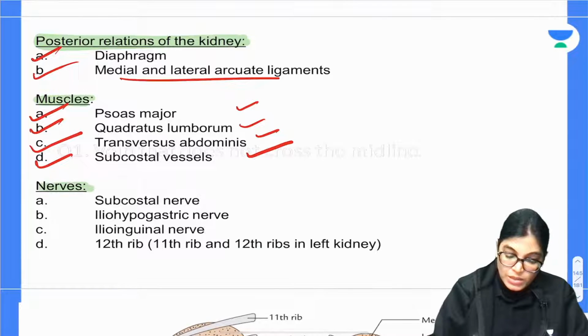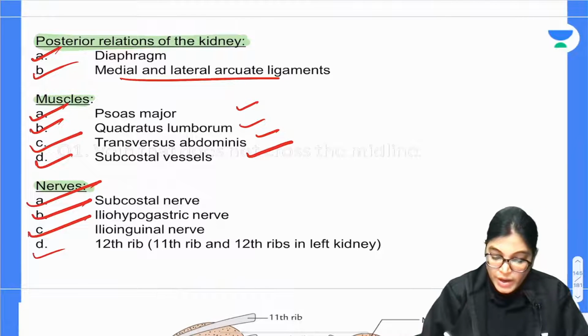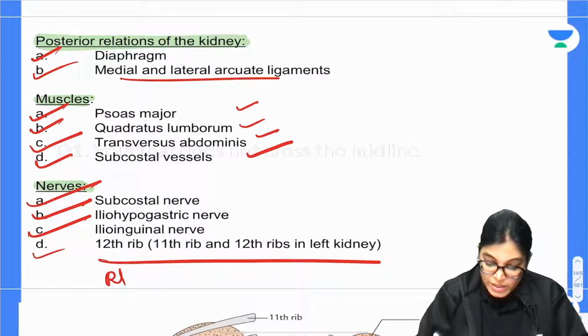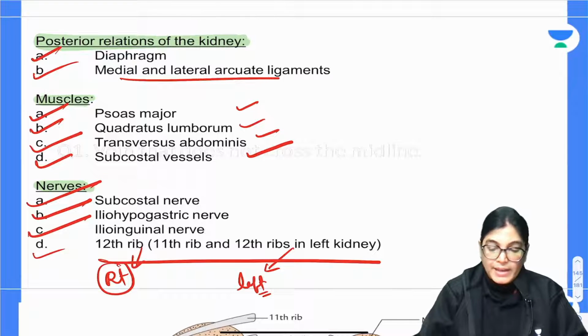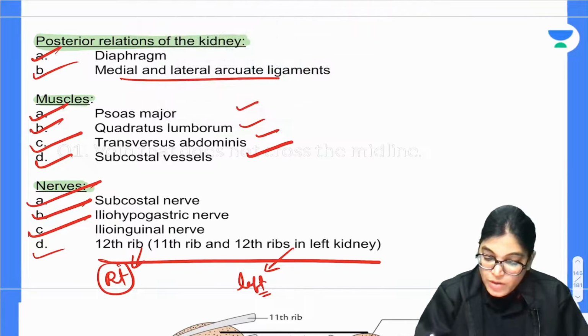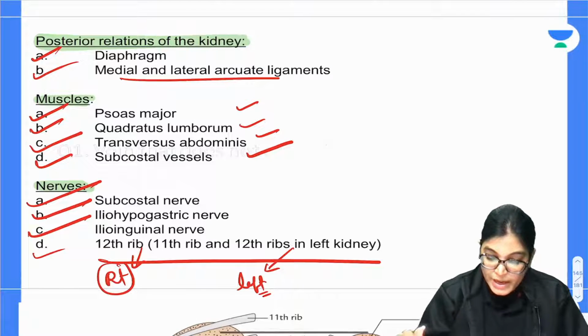When we are talking about the nerves, they are subcostal nerve, iliohypogastric, ilioinguinal and also the 12th rib and 11th and 12th rib. We have got liver on the right hand side, so on the right hand side only the 12th rib, but on the left hand side we have got the 11th and 12th rib related in the posterior aspect. I would also like to show you a diagram for all these relations. So let's move on to the diagram now.